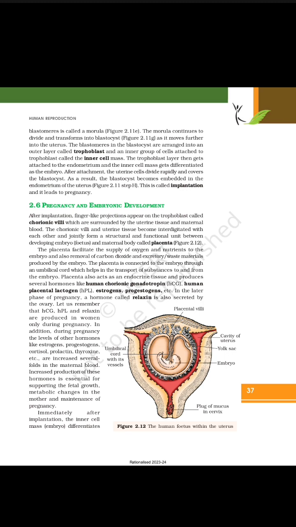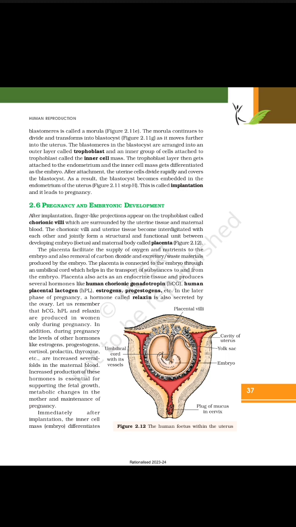The placenta is connected to the embryo through the umbilical cord, which helps in the transport of substances to and from the embryo. The placenta also acts as an endocrine tissue and produces several hormones like human chorionic gonadotropin (HCG), human placental lactogen (HPL), estrogen, progesterone, etc. In the later phase of pregnancy, a hormone called relaxin is also secreted by the ovary. Let us remember that HCG, HPL, and relaxin are produced in women only during pregnancy.